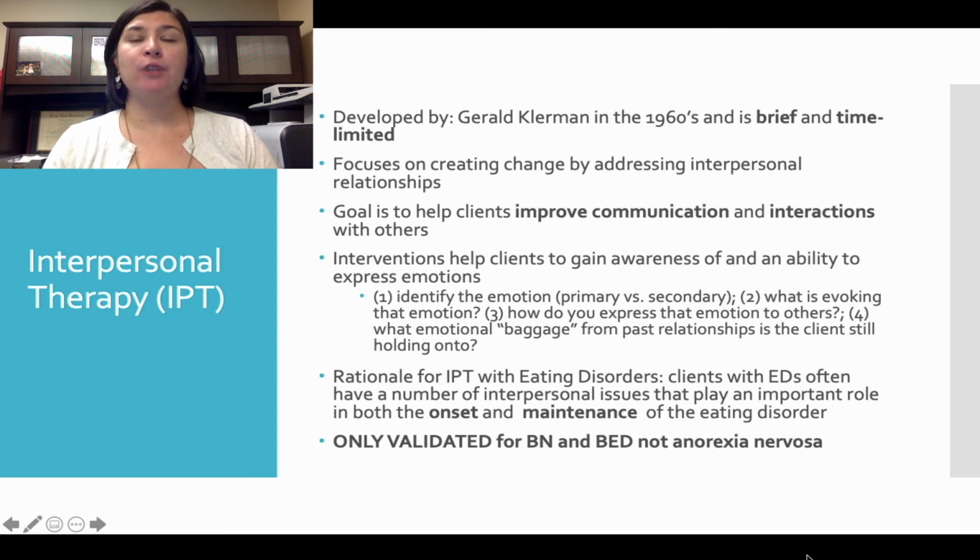Another treatment approach is Interpersonal Therapy, or IPT. This was developed by Gerald Klerman in the 1960s and is thought to be brief and time-limited. It focuses on creating change by addressing interpersonal relationships. The goal is to help clients improve their communication and interactions with others. Some of the interventions help clients gain awareness of and their ability to express their emotions.